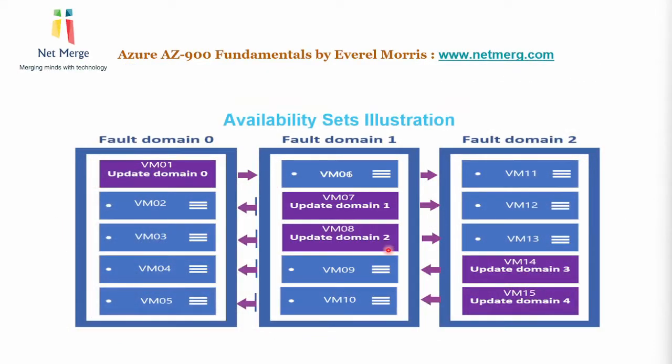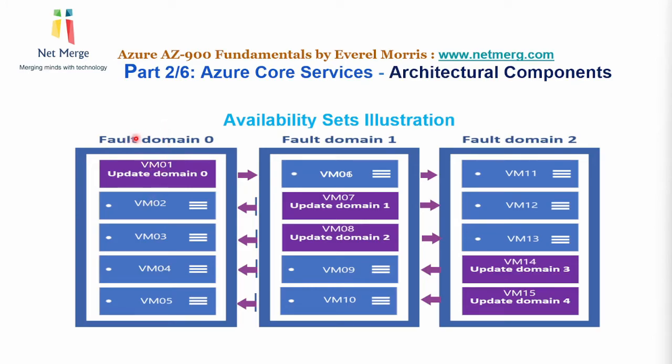Now to drive this point home, let's look at this illustration. There you have 3 different fault domains, or 3 racks of servers: domain 0, domain 1, and domain 2. Each of them has 5 virtual machines inside of it. The first virtual machine is also your update domain. So when you run this update, it will go across your fault domains and machine number 1, machine number 6, and machine number 11 will be updated first.